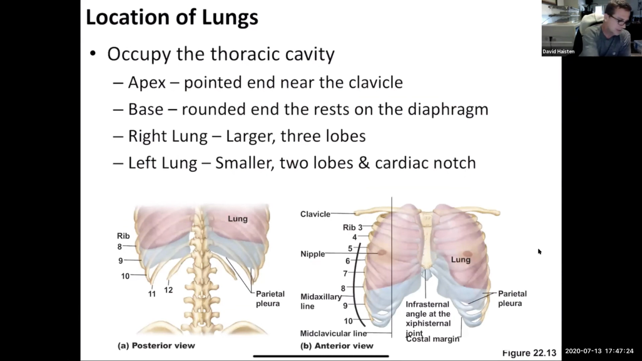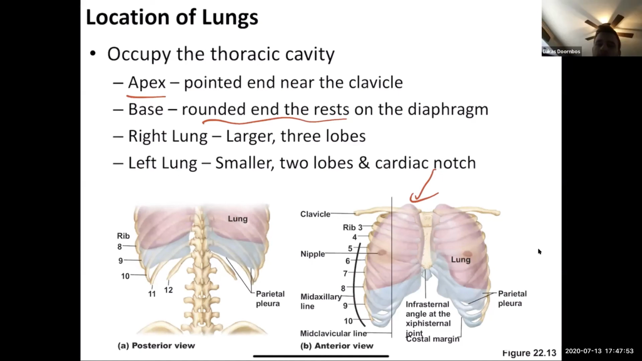Okay, so your lungs. You have an apex, which is the pointed top, and you have the base, the rounded end that sits on the diaphragm. Which cavities do the lungs reside in? Specific cavities located within the thoracic cavity. There's two of them. Visceral pleura and parietal pleura? Yes, they are inside of the pleural cavities.